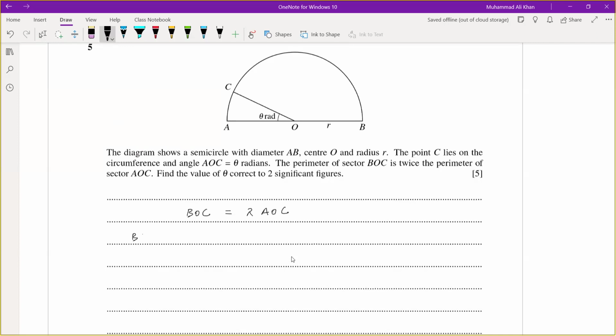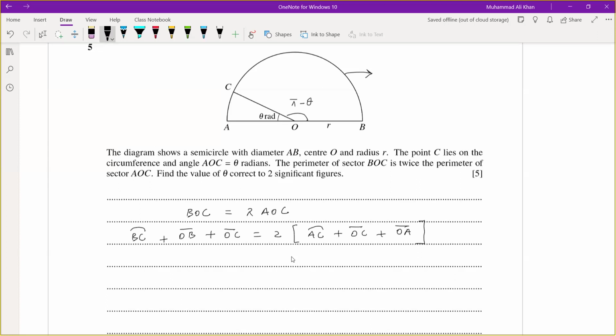We need BC, a curve, plus OB, a straight line, plus OC, a straight line, equal to twice the perimeter of AOC: AC, a curve, plus OC, a straight line, plus OA, a straight line. Now, how to calculate BC? Here the angle is pi minus theta, 180 minus theta.